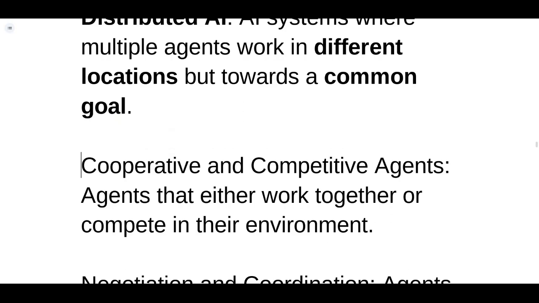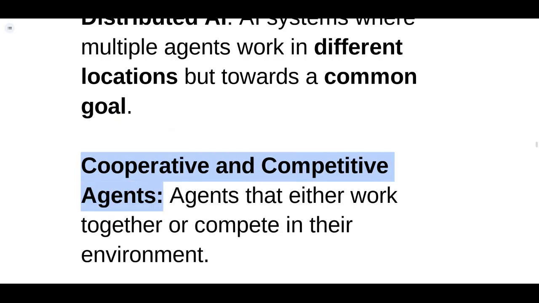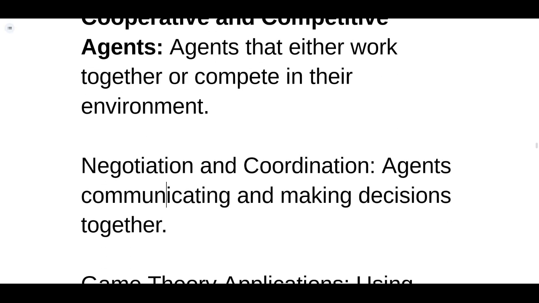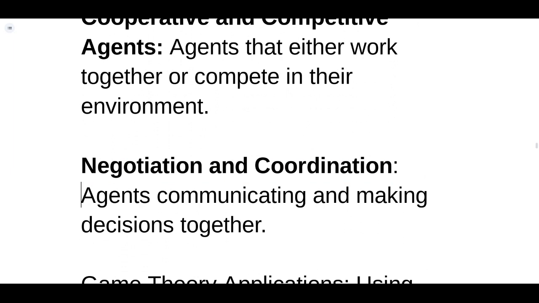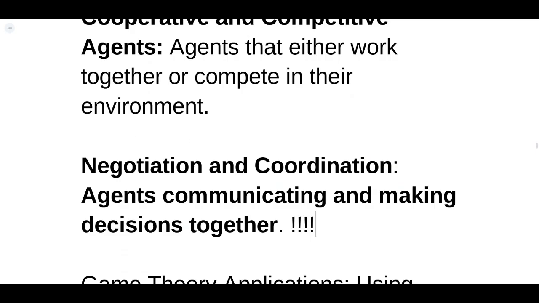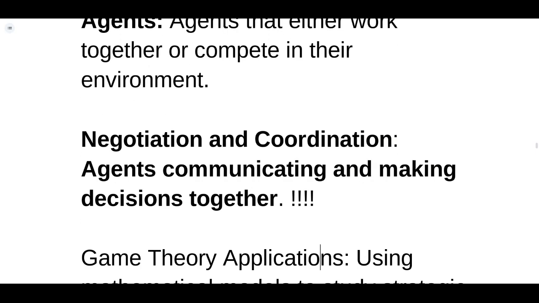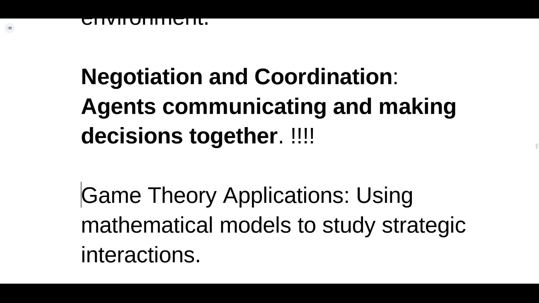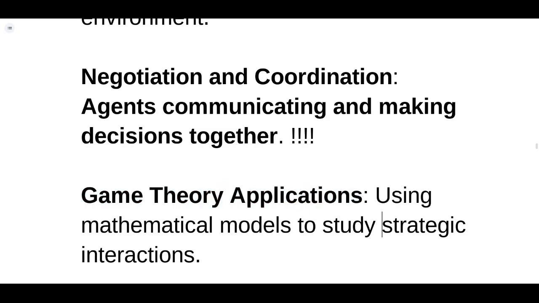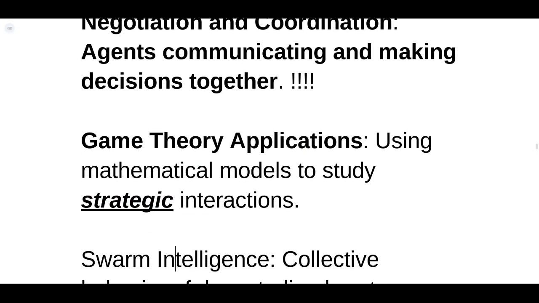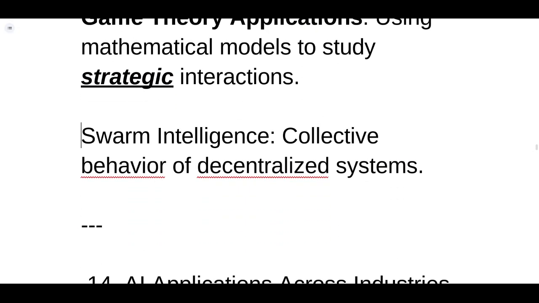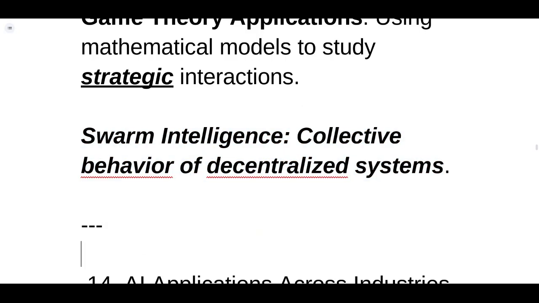Cooperative and competitive agents, agents that either work together or compete in their environment. Negotiation and coordination, agents communicating and making decisions together, very, very interesting and important also. Game theory applications, using mathematical models to study strategic interactions. Swarm intelligence, collective behavior of decentralized systems.